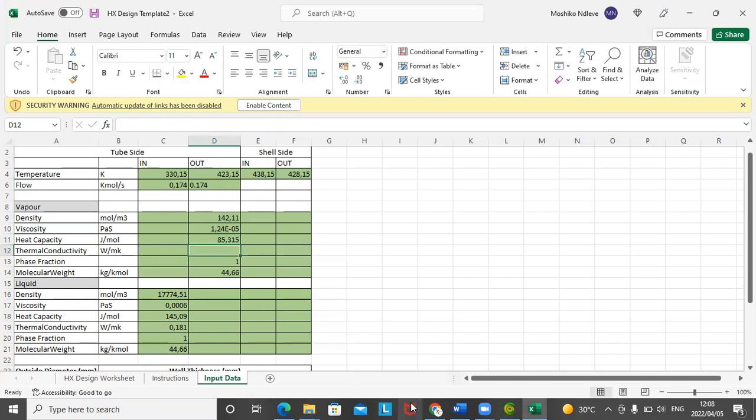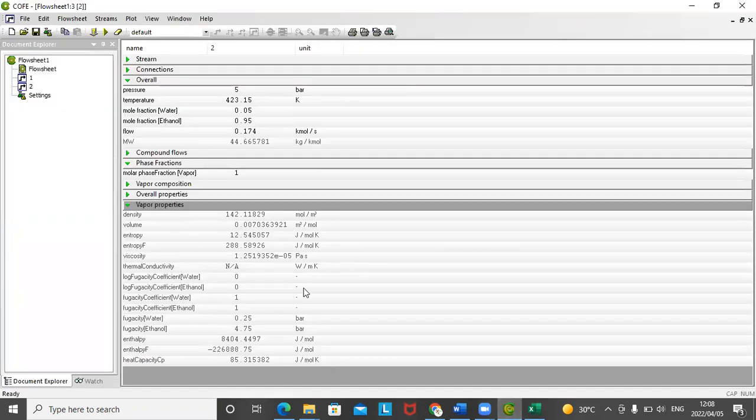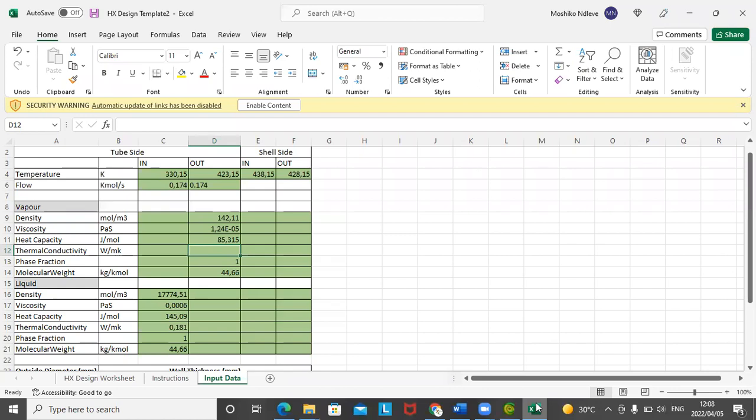85.315. And then our thermal conductivity. Thermal conductivity, as I said, was not given on this particular one. Which means that when you're doing your calculations, if it ever requires a thermal conductivity, you'd use the liquid. Now, let's go back to our spreadsheet.